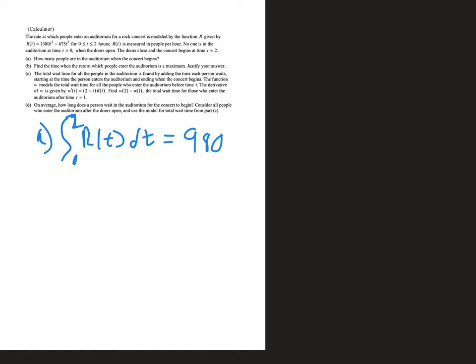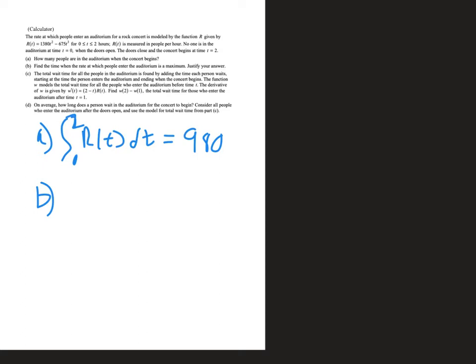Find the time when the rate at which people enter the auditorium is a maximum, for part B. Well, if I want to know when something is a maximum, I need to take the derivative of that thing, set it equal to 0, and see where it changes from an increasing rate of change to a decreasing rate of change. And I might potentially need to consider endpoints if I have a closed interval, which I do have here, from 0 to 2.